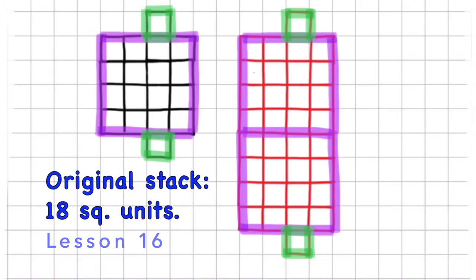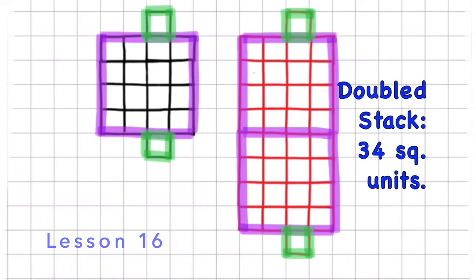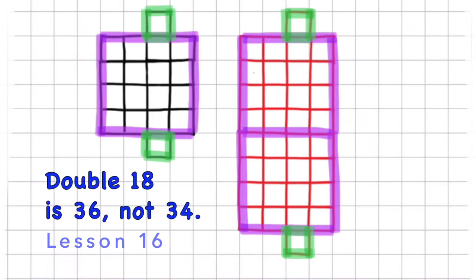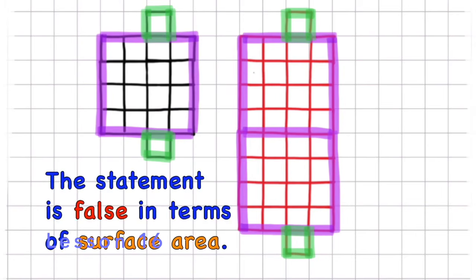So the total surface area of the original stack was 18 square units, and the total surface area of the doubled stack is 34 square units. Double 18 is 36, not 34. The statement is false in terms of surface area.